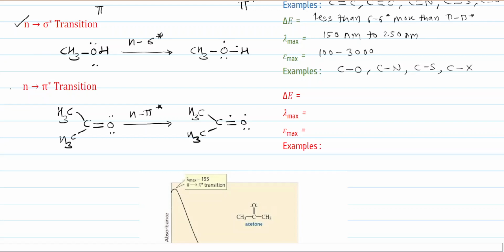The fourth transition is the N to pi star transition. Again, non-bonding electrons are promoted from the non-bonding orbital to the pi star antibonding orbital. It is an N to Q type of transition.